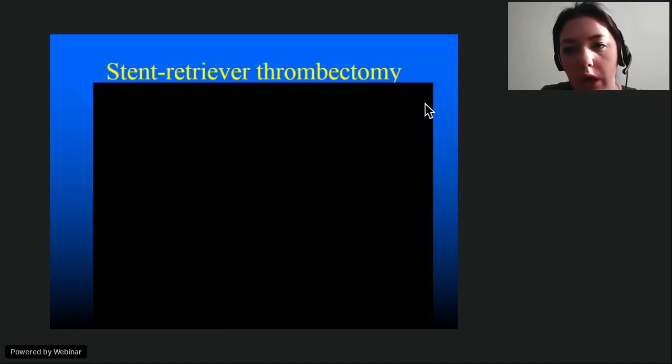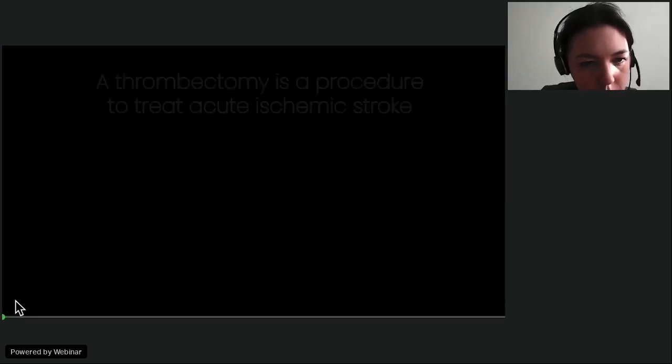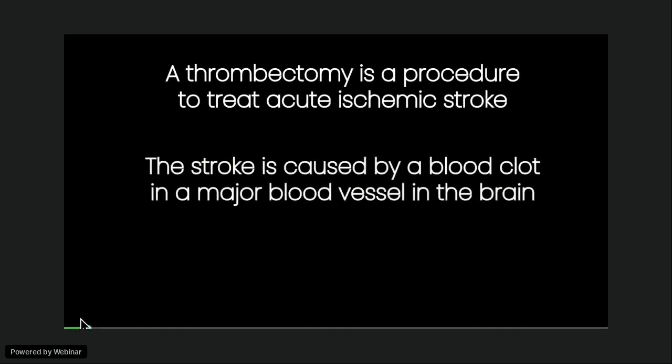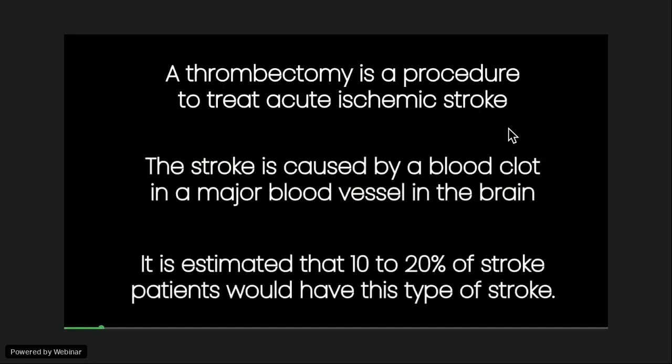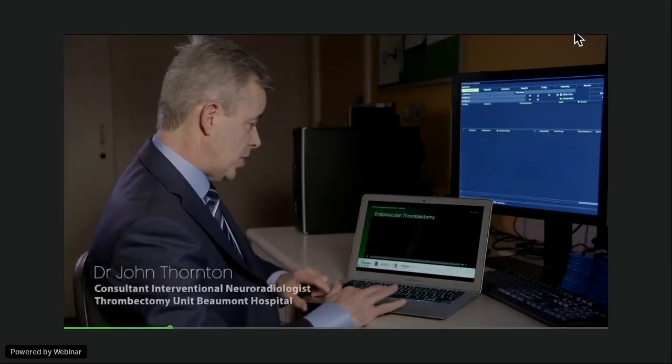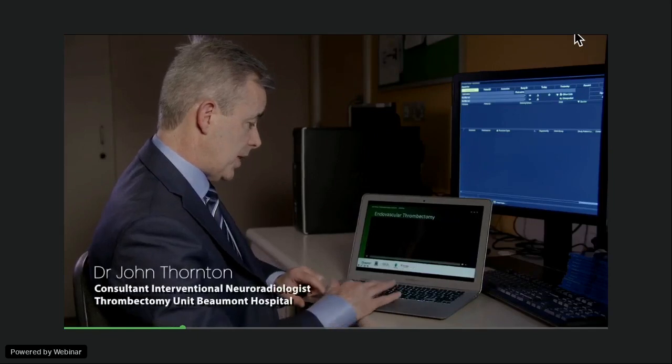There is also stent retriever thrombectomy, another type of thrombectomy. Okay, let's try to watch it as well. This is an animated video of a thrombectomy.